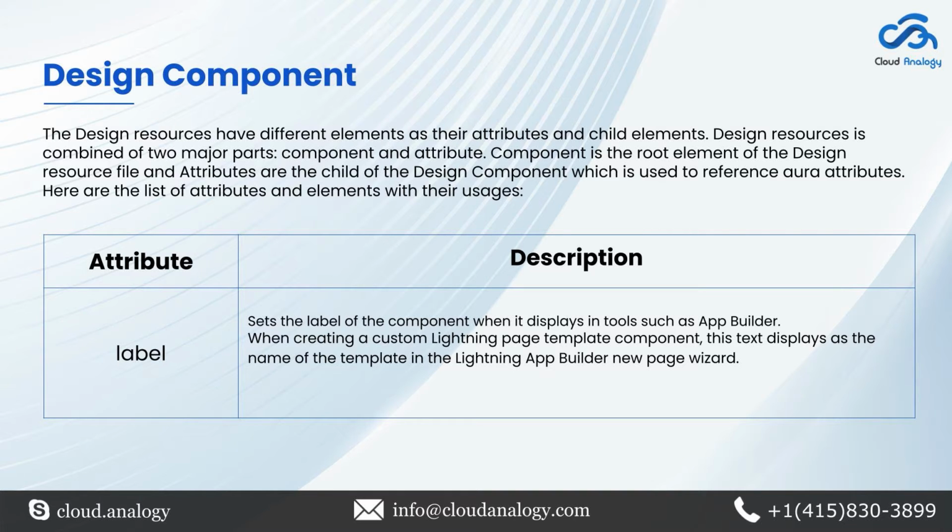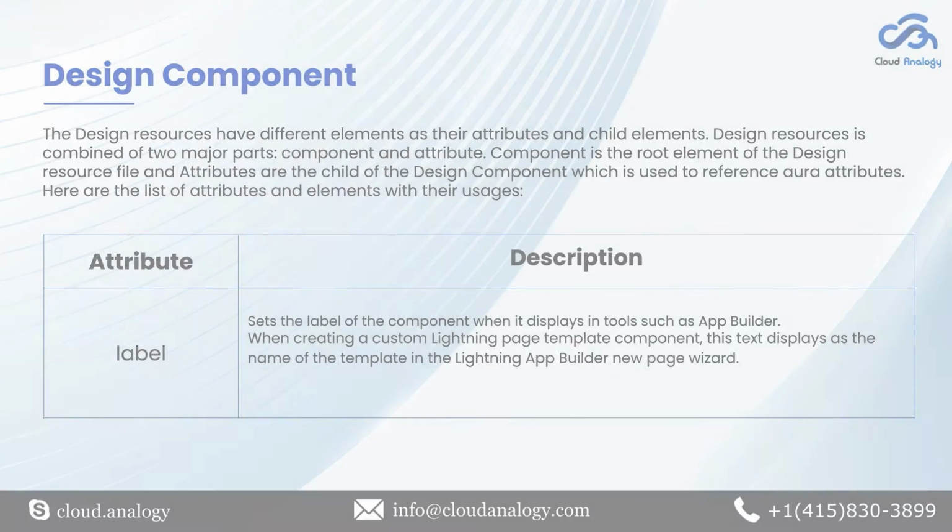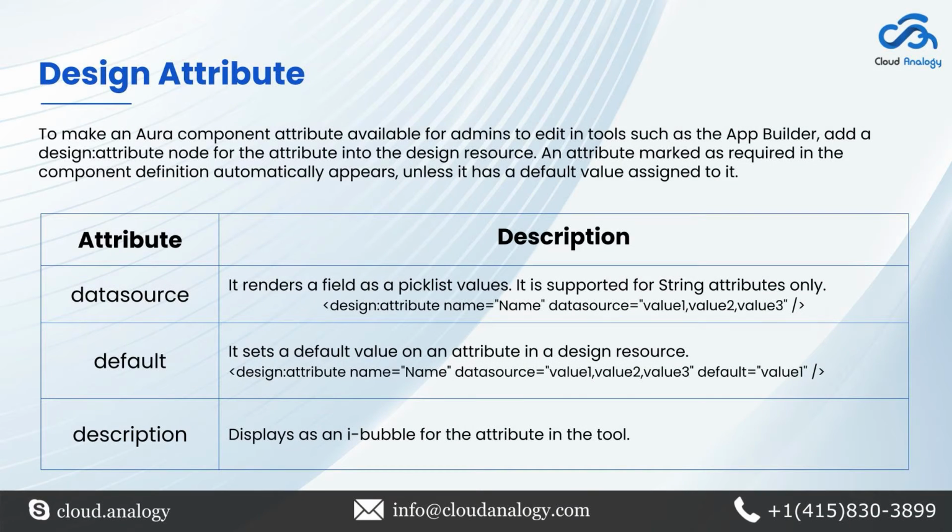Design resources comprise two major parts. The first is component and the second is attribute. Now we have already learned about component. The label attribute is an attribute on design components that determines the component's name when it is displayed in the app builder. Now let's look at the design attribute attributes.